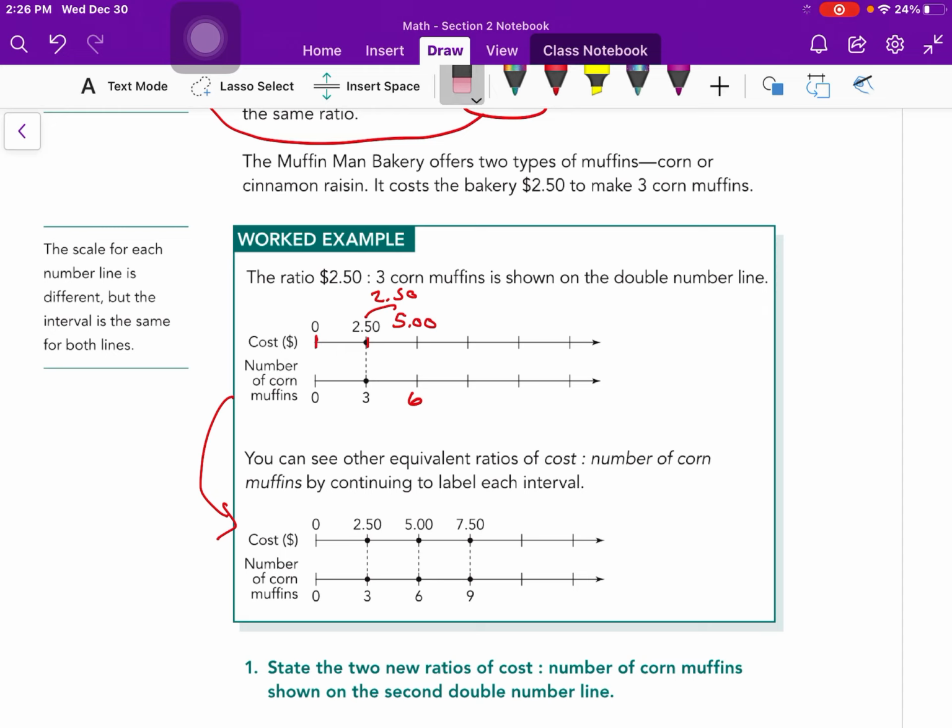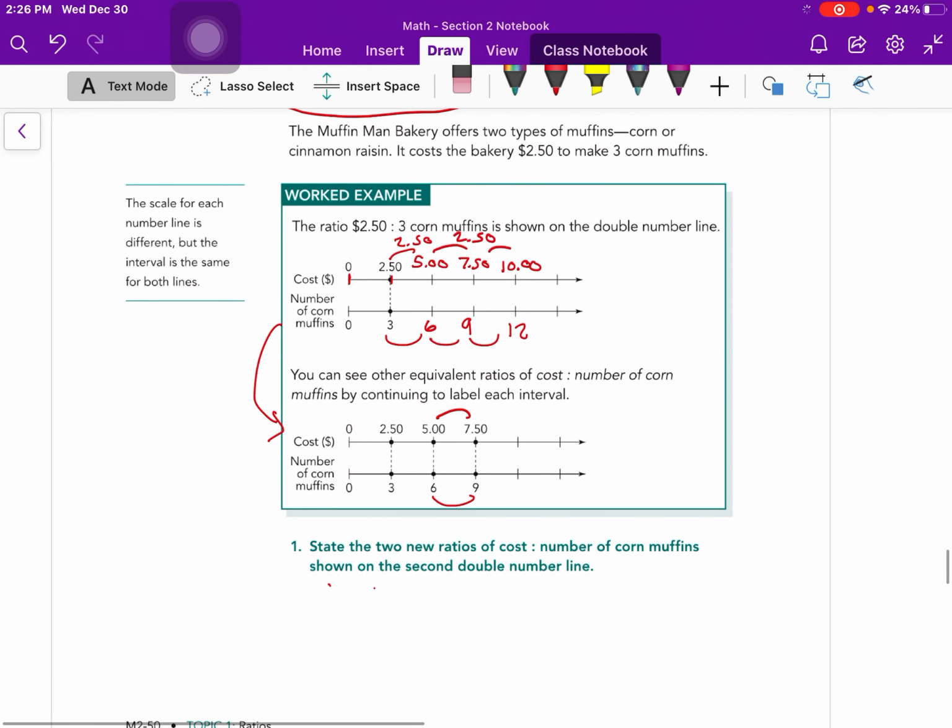Never mind. Disregard that one. All right, so to go from $2.50 to 5, that's an increase of $2.50. Down here, they went from 6 to 9, and they got up to $7.50. Again, adding $2.50 as you go. If I added 3 again, add 3, add 3, add 3, I'd get 12. And if I added $2.50 again, I would get, well, $7.50, $10. So I can use my double number lines like this to help me figure out equivalent ratios.